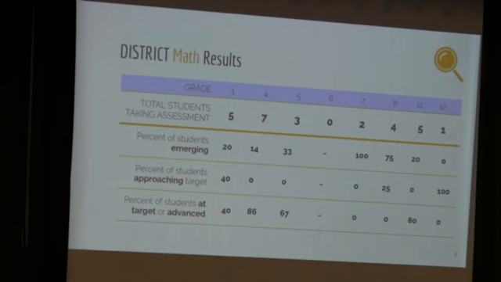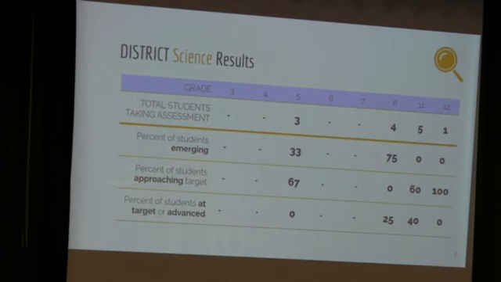So the same setup for math, with the same number of students taking the math assessment in each of those grades. In 3rd grade, 20% were emerging, in 4th, 14%, in 5th grade, 33%, in 7th grade, 100%, in 8th grade, 75%, in 11th grade, 20%. For approaching, we had 40% in 3rd grade, 25% in 8th grade, and 100% in 12th grade. And then for target or advanced, 40% in 3rd grade, 86% in 4th grade, 67% in 5th grade, and 80% in 11th grade.